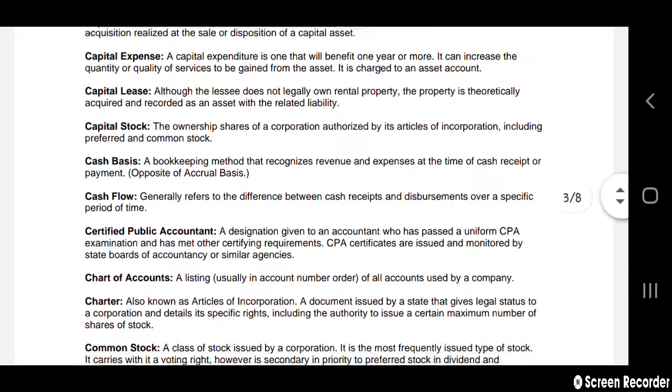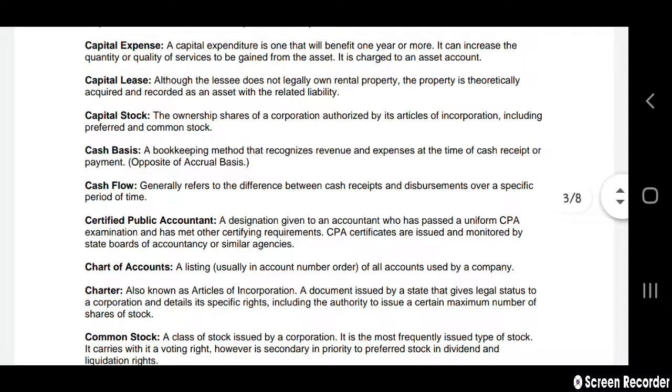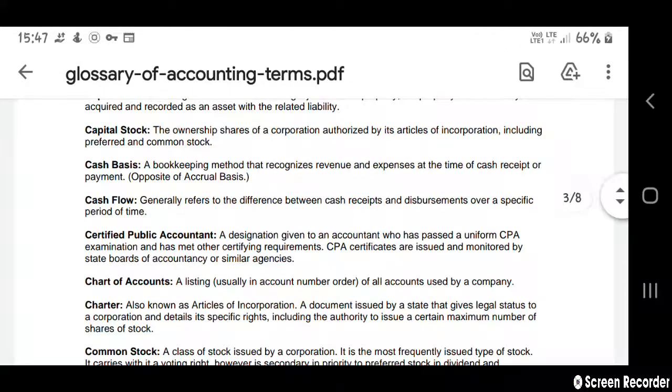Next, capital expenses. A capital expenditure is one that will benefit one year or more. It can also increase the quantity and quality of the services that are gained by the asset, and it is charged to an asset account. It belongs to an asset account.